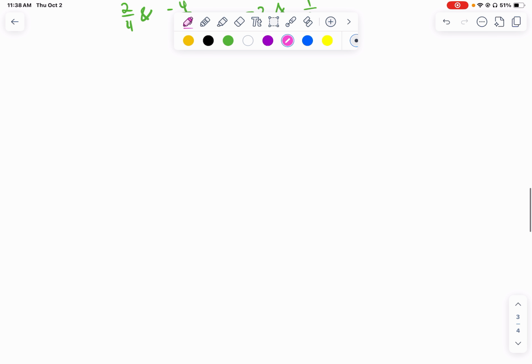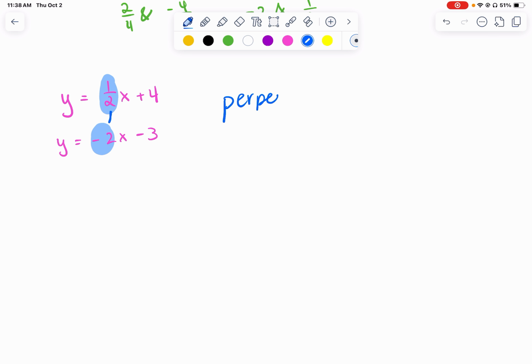So we then had a question that was, are the lines y equals 1/2 x plus 4 and y equals negative 2x minus 3 parallel, perpendicular, or neither? So in order to figure this out, we look solely at our slopes. Are those two slopes negative reciprocals? Yes. So those two lines are perpendicular.